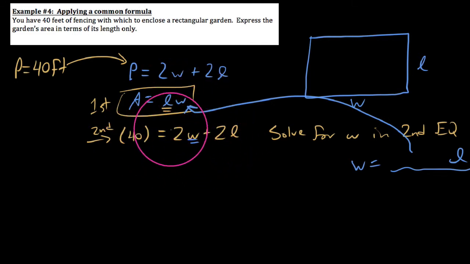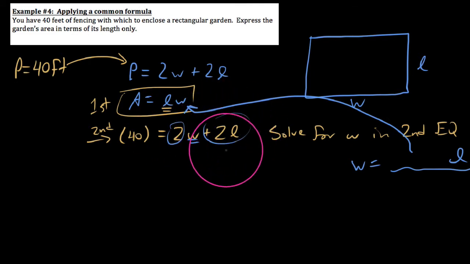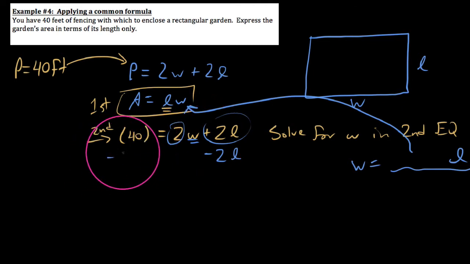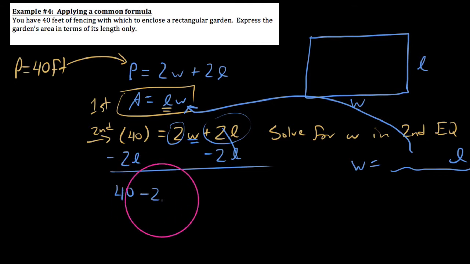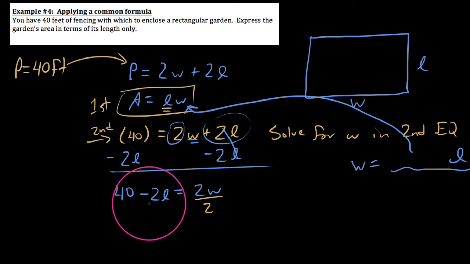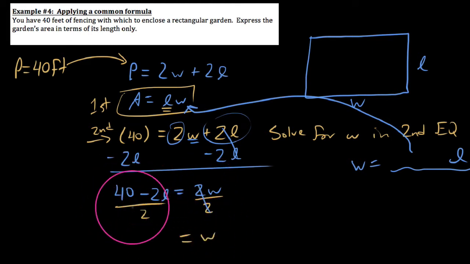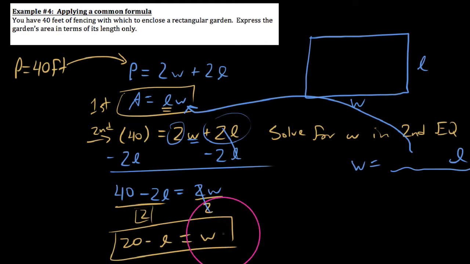We need to get rid of both this 2 and this 2 times L. So we start by getting rid of this positive 2L. We're going to subtract 2 lengths from both sides. What we end up with on the left is 40 minus 2 lengths is equal to 2 widths. Again, to get W by itself, we divide by 2. The nice thing is we have a monomial divisor, so we can take everything on top divided by 2 individually. 40 divided by 2 is 20, and negative 2 divided by positive 2 is negative 1. So we get the width is equal to 20 minus the length.